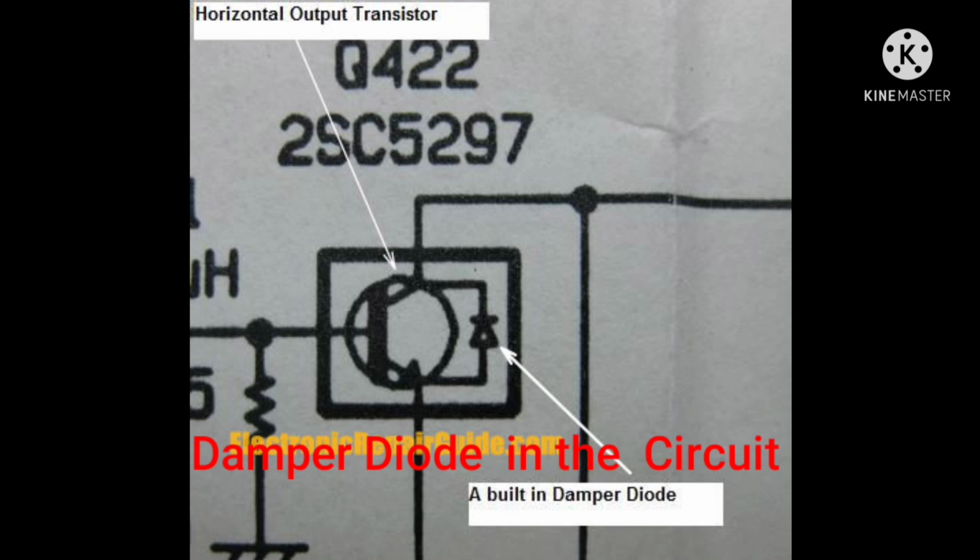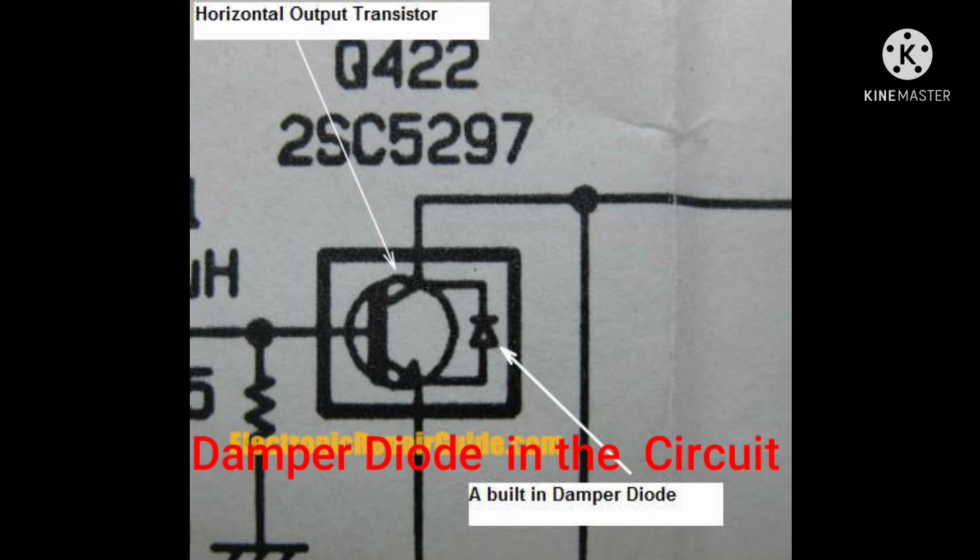This is the illustration of a damper diode in a circuit. A damper diode is used to reduce voltage spikes. The diode is normally positioned anti-parallel, with cathode to collector and anode to emitter, across the collector-emitter junction of a transistor. The damper diode is used in high-frequency horizontal deflection circuits up to 16 kHz. It is connected across the collector and emitter pins of the horizontal output transistor.